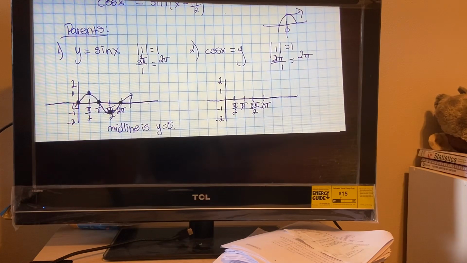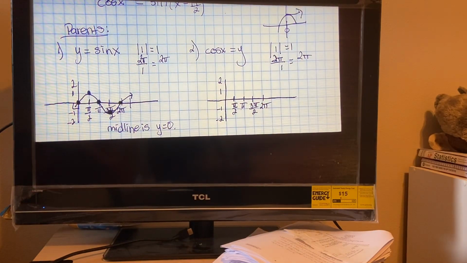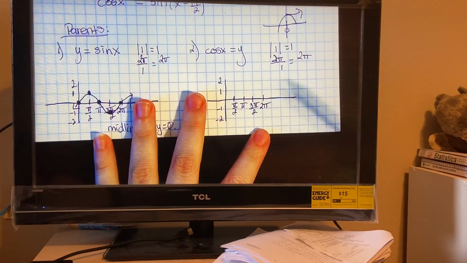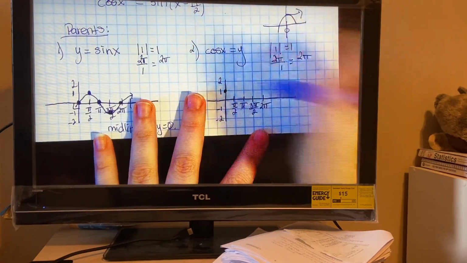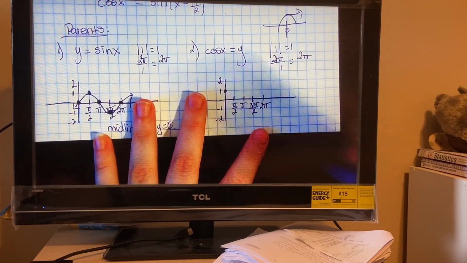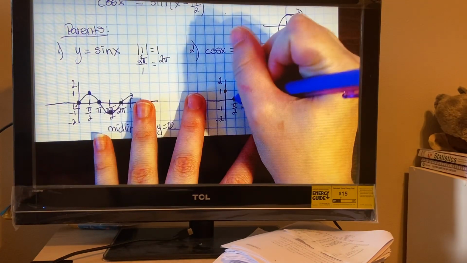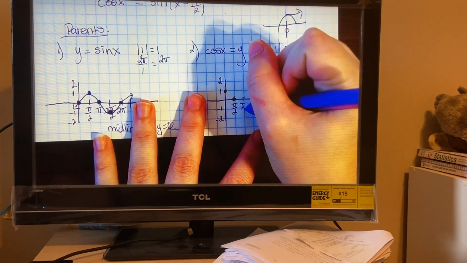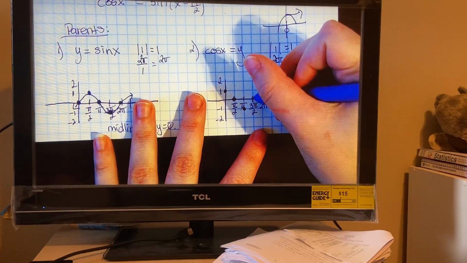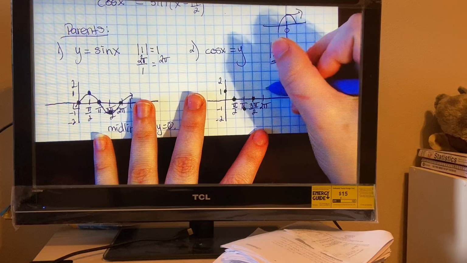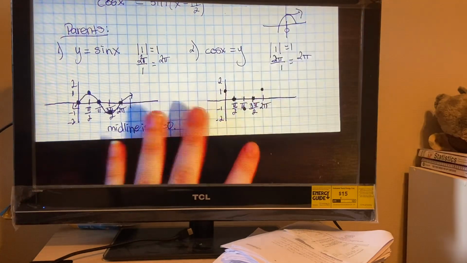Now I need to check the cosine. If you go on your unit circle, those are the x values of all of these radian measures. So the x value of cosine of 0 is 1. The x value at pi over 2 is 0. The x value at pi is negative 1. The x value at 3 pi over 2 is 0, and the x value at 2 pi is 1.